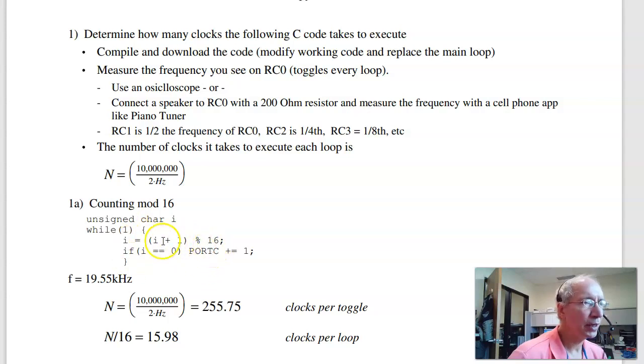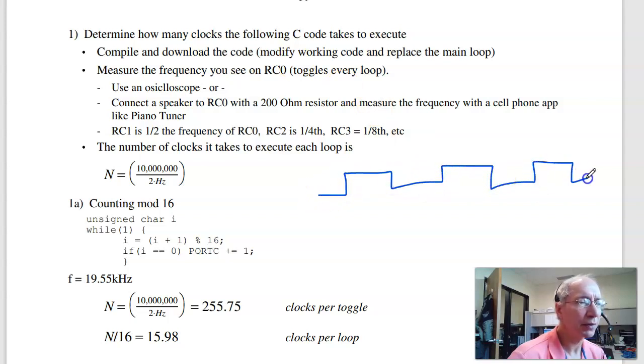I can write a program where I count mod 16, like this code. I'll count on port C. What that does is when I count, the least significant bit goes even, odd, and I get a square wave out. So if I can measure this time, I know how long it takes to go through the loop. And actually I'm only toggling every 16th count, so this will be 16 times the time it takes to go through the loop.